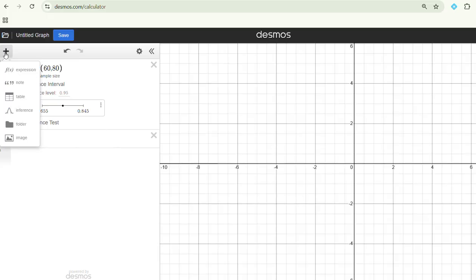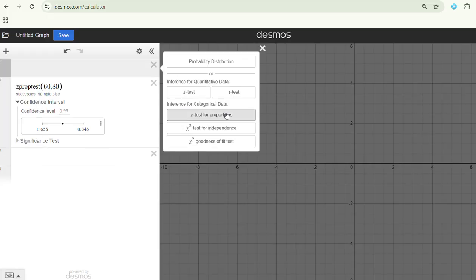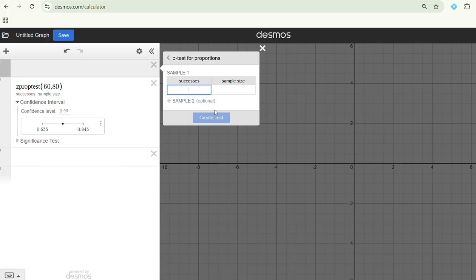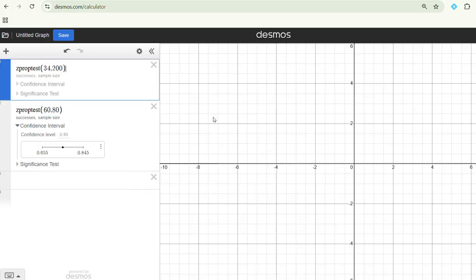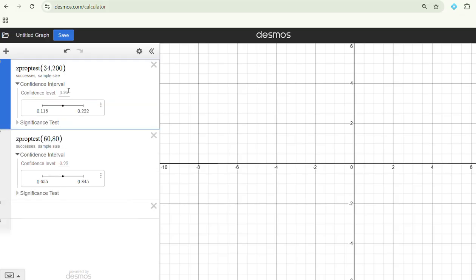Again, we would click the plus button, inference, z-test for proportions, and put 34 for the people who, of the 200 people who visited the website, clicked on the ad. You click the create test button and select confidence interval. And if you remember, for this particular problem, it was supposed to be a 99% confidence interval. So I changed that number from the default of 0.95 to 0.99.